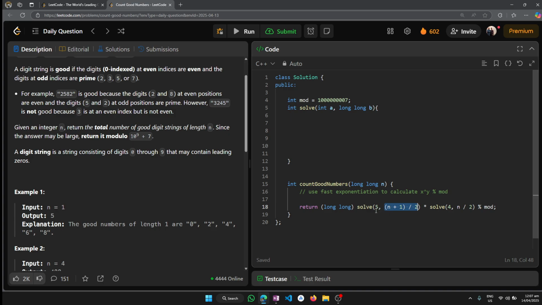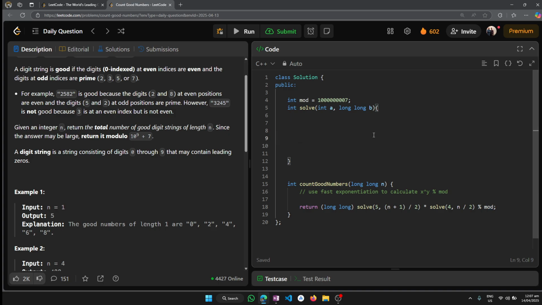So I will calculate 5 to the power (n plus 1) divided by 2, because I need 5 those many times. And similarly, how many times do I need 4? I need 4 n by 2 times. And then just like they said, return it modulo 10 to the power 9 plus 7. I'm going to make sure that I do that as well.